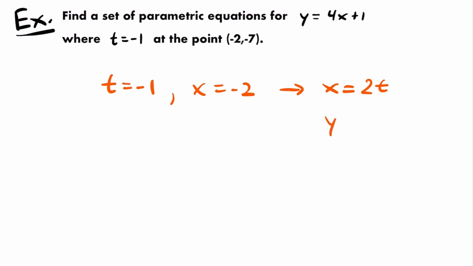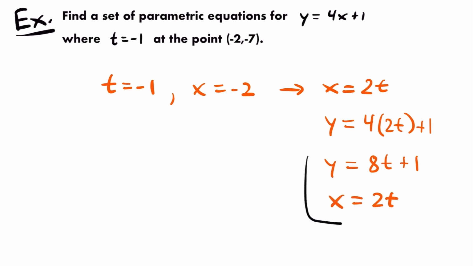All right, so we'll have y is equal to 4 times 2t plus 1, and that will give us y is equal to 8t plus 1. All right, 4 times 2t is 8t. And so y equals 8t plus 1 and x equals 2t are the parametric equations for this example.